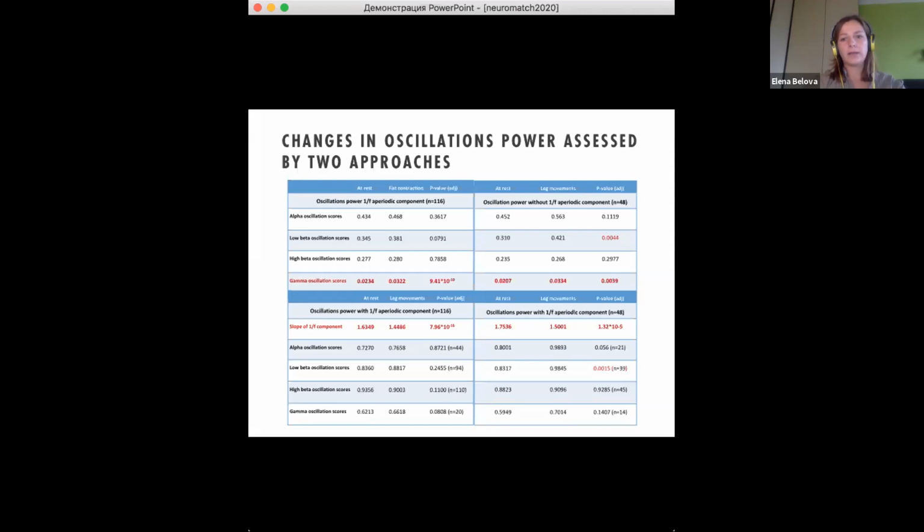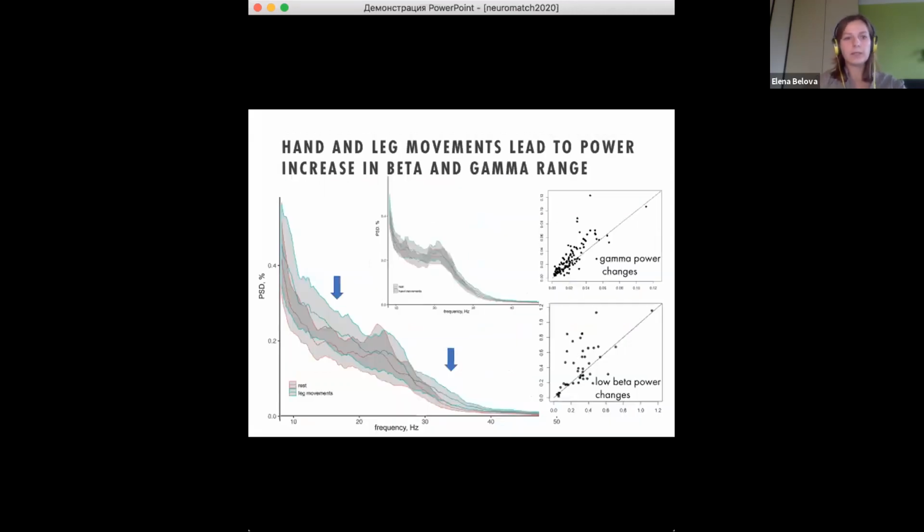Also, when analyzing leg movement task, we see also an increase in low beta range for both methods, and p-values are not similar but comparable for these methods. So here are group spectra for the conventional approach, and you see a clear increase in low beta and gamma range. And on the right side, there is individual data.